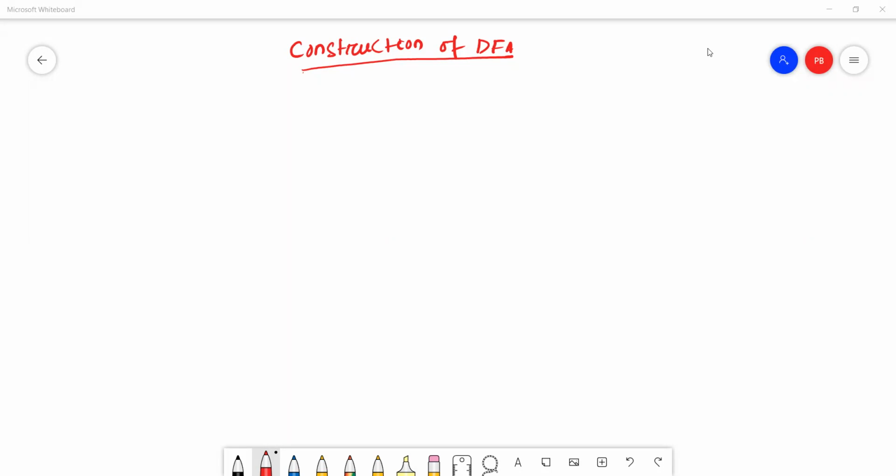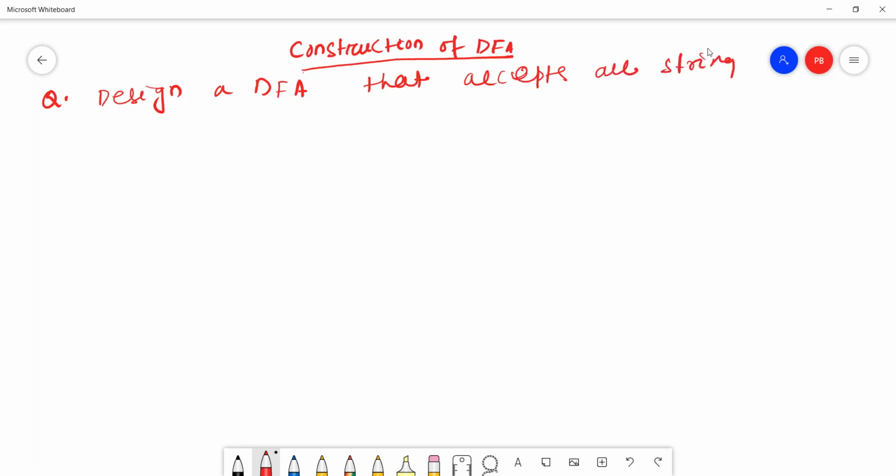The DFA construction is, okay, write the question. Design a DFA that accepts all strings that start with 1 1, over the input alphabet 0, 1.